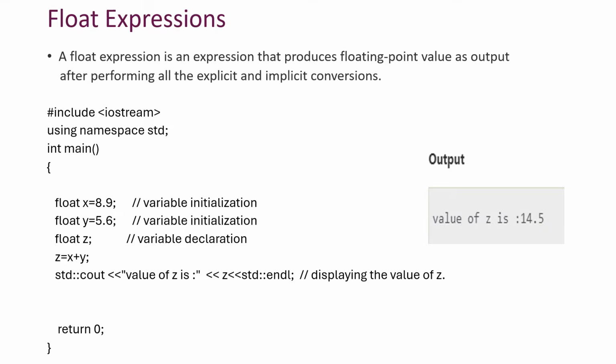Next, float expression. Rather than integer variable, here we are taking float as a data type. So only float type expressions are done. Same as an integer, this is a floating point. A float expression is an expression that produces a floating point value as output after performing all the explicit and implicit conversions. So here is a simple example, we are assigning float as a data type and initializing the variable x to 8.9, y to 5.6. So z is equal to x plus y. So we are going to add both these values.